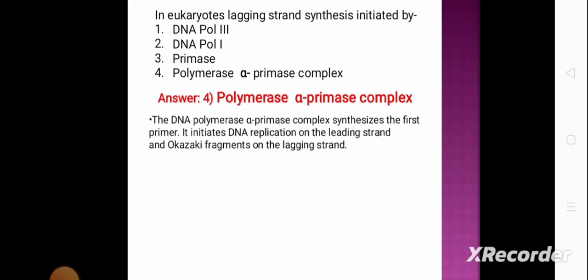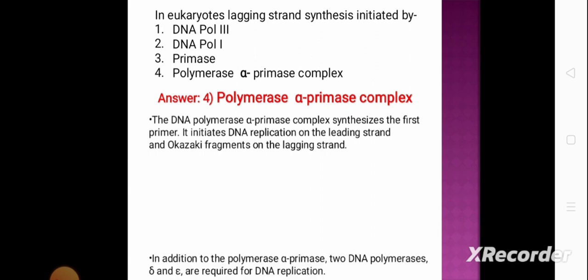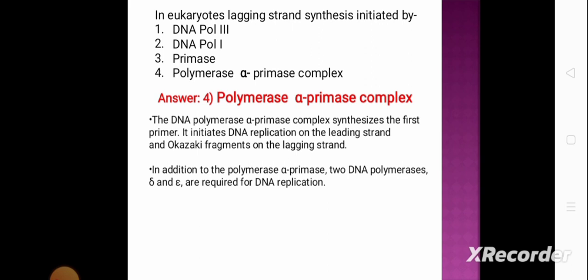The DNA polymerase alpha primase complex synthesizes the first primer. It initiates DNA replication on the leading strand and Okazaki fragments on the lagging strand in case of eukaryotes. In addition to the polymerase alpha primase complex, the two DNA polymerases, that is polymerase delta and polymerase epsilon, are required for DNA replication.